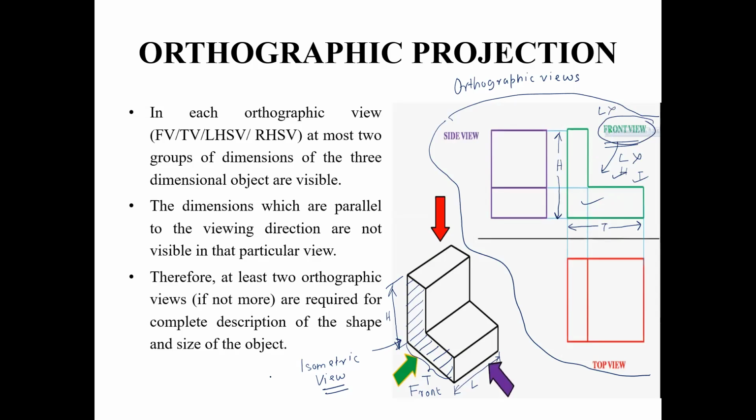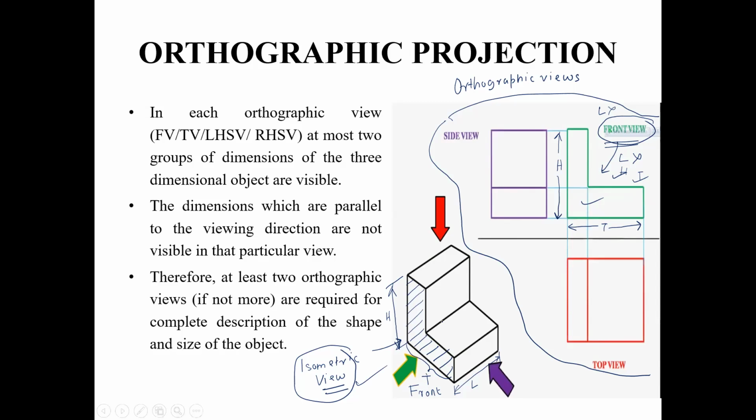That is why one orthographic view is never sufficient to reveal all the dimensions of the object. But one isometric view can reveal all the dimensions of the object. So you can see length, height, and thickness, all the three sets of dimensions of the object through a single isometric view. That is the characteristic of an isometric view. A single view can tell you the entire picture.